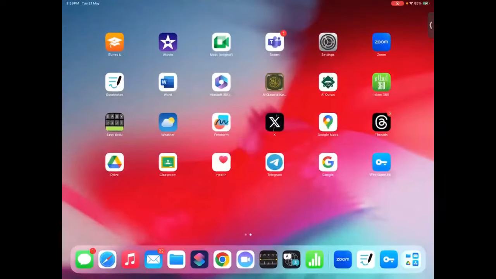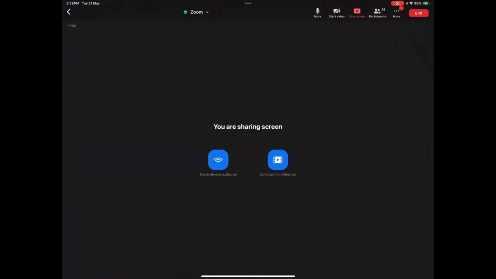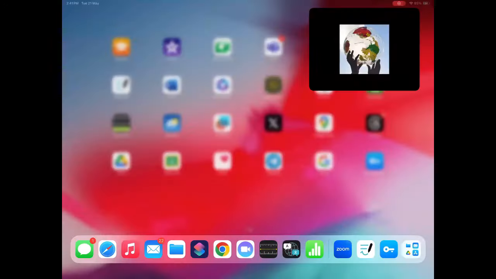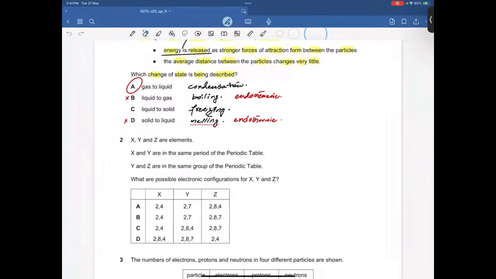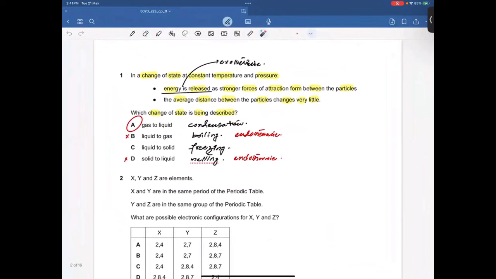Let me see if there is any question regarding this. All right. In a change of state at constant temperature and pressure, energy is released, which means the reaction is exothermic. So condensation is exothermic, and freezing is exothermic. The average distance between the particles, and also the stronger force of attraction forms between the particles. So this has negligible force, this has force of attraction, which means it is stronger than this one.